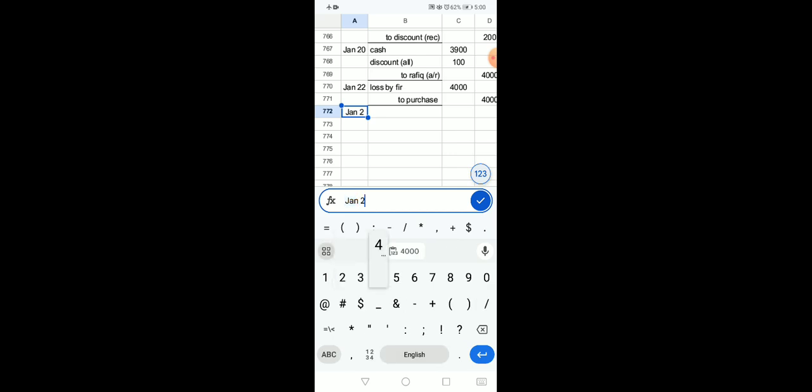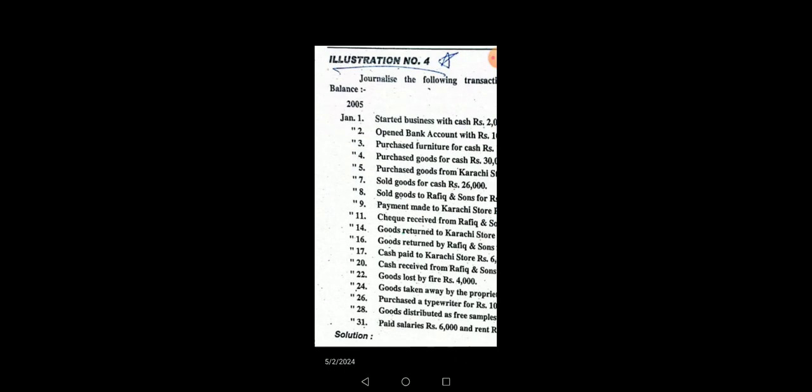We have 24. Put the date over here, January 24. Now see what January 24 is saying: goods taken away by the proprietor for his personal use. Goods are taken by the proprietor for his personal use.